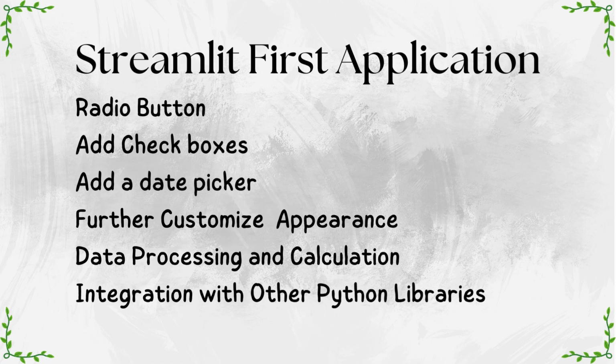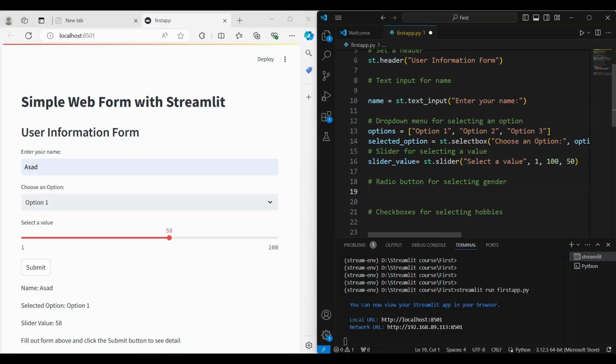I am updating the same code with additional options such as radio buttons, checkboxes, a date picker for selecting a birth date, further customization of appearance, data processing, and calculations, integrating with another Python library, Pandas. First, add a radio button for selecting the gender.